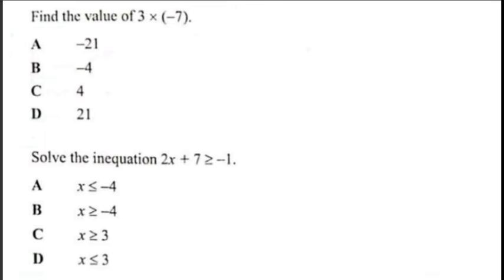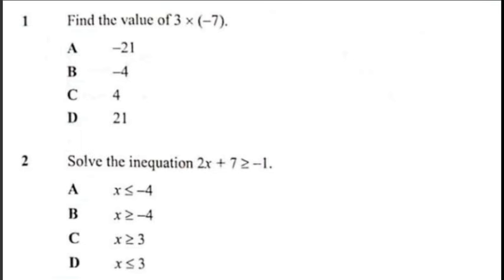Question number 1 was as follows. Find the value of 3 multiplied by -7. When you multiply a positive by a negative, the answer will be a negative. This is from integers. So 3 times 7 will give us 21. Now remember, 7 is a negative, so it's going to be -21. So the correct answer was A. That was the correct answer for this question.